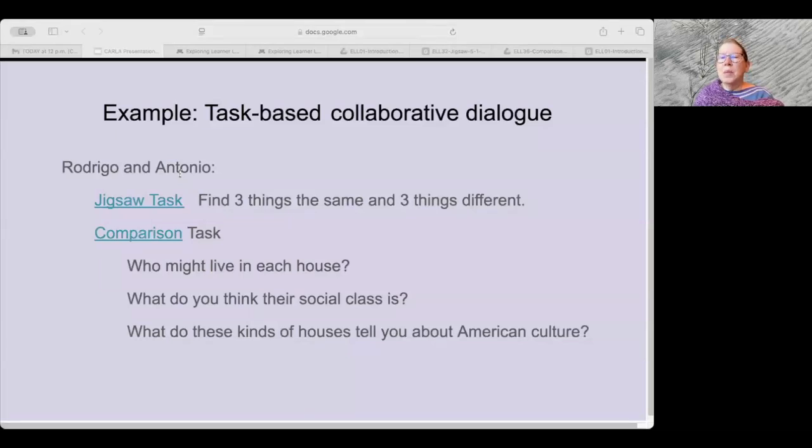After this, they did the comparison task where we asked them to answer the questions on the screen. Who do you think lives there? What do you think their social class is? What do these kinds of houses tell you about American culture? And we realized that the concept of social classes might be difficult to talk about even for native speakers. So we really wondered what would happen. So as you watch this video, again, notice their body language and their interaction.